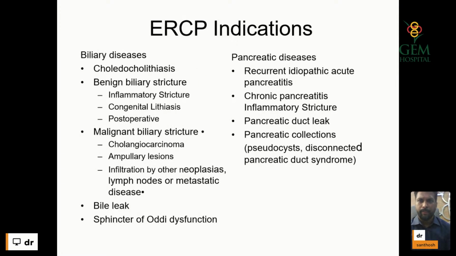What are the indications for ERCP? In biliary diseases, it is used for CBD stones, benign biliary strictures, whether inflammatory or congenital, postoperative strictures, and malignant conditions such as cholangiocarcinoma and ampullary lesions, any infiltration by neoplastic diseases. In those patients, we can use ERCP to drain the bile duct, and also in bile leak and sphincter of Oddi dysfunction. In pancreatic diseases, it can be used in recurrent idiopathic acute pancreatitis, chronic pancreatitis with strictures, pancreatic duct leak, and pancreatic collections like pseudocyst or any ductal disruption, as a therapeutic modality.